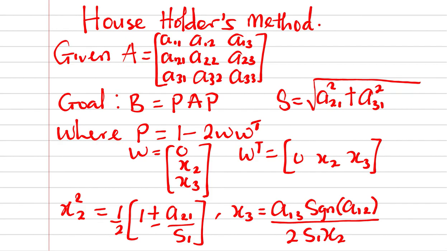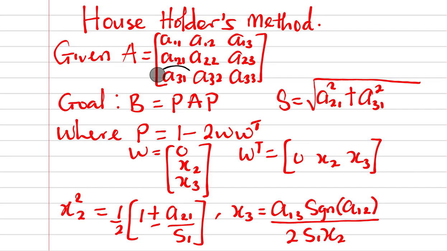Alright, in today's class we'll be talking about the Householder method for reducing a matrix to a tridiagonal matrix. When you are told to reduce a matrix to a tridiagonal matrix, you can use this Householder method. Are you seeing that? Now what does that mean?